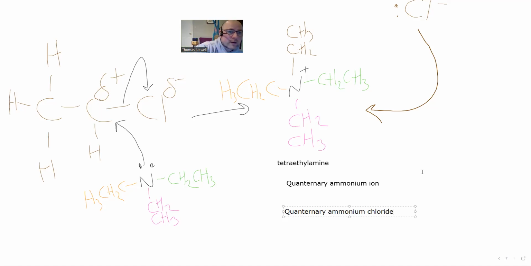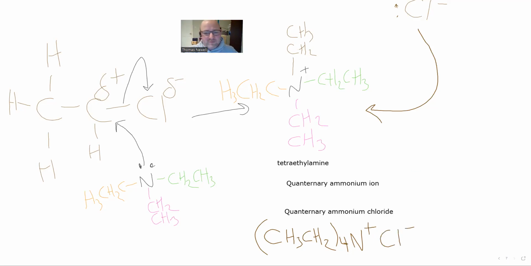And yeah, so what would the molecular formula of that look like? Well, there's quite a few ways. I could do it as a structural formula like that, and I guess I could put a 4 and then a nitrogen and then a chlorine, or I could show the charges if I want. So I could go plus, Cl minus. That's it really, folks.